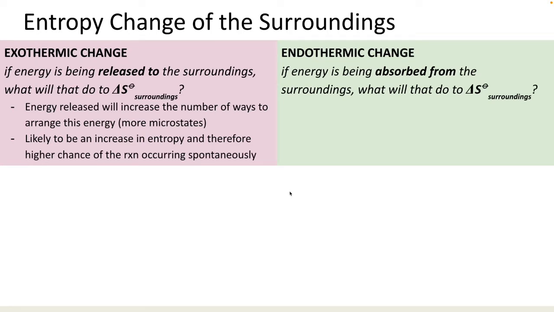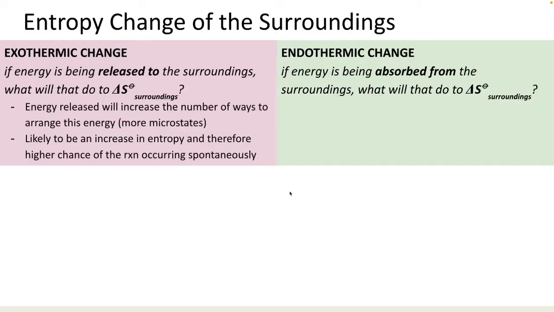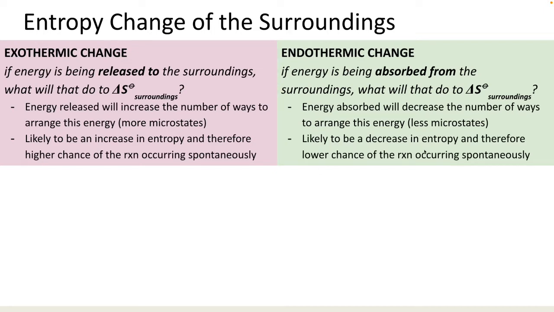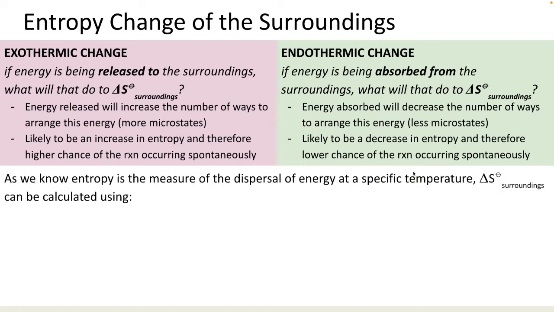Our surroundings can be the water molecules if we're doing it in wet chemistry, or whatever our solvent is. It can be the air particles. But if we're taking the energy from those surroundings, we're making fewer microstates. Therefore, we're making it more ordered. So energy absorbed will decrease the number of ways to arrange this energy, which means fewer microstates. So there is likely to be a decrease in entropy if we have an endothermic change when we're looking at it from the perspective of the surroundings, and a lower chance of the reaction occurring spontaneously.